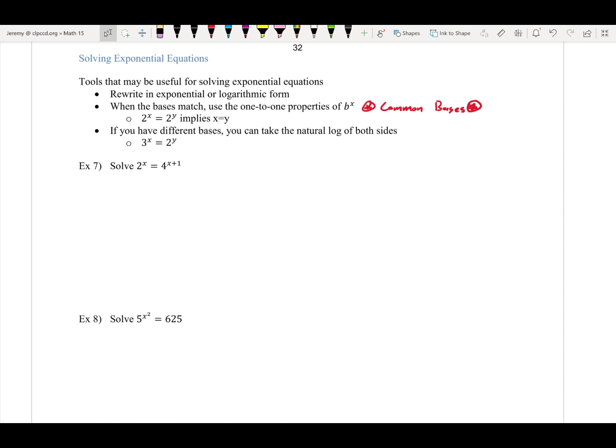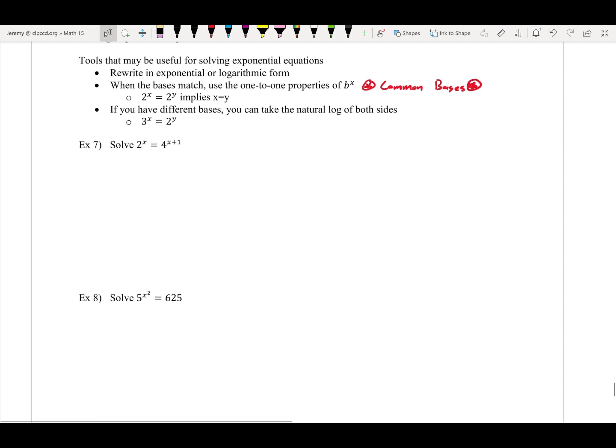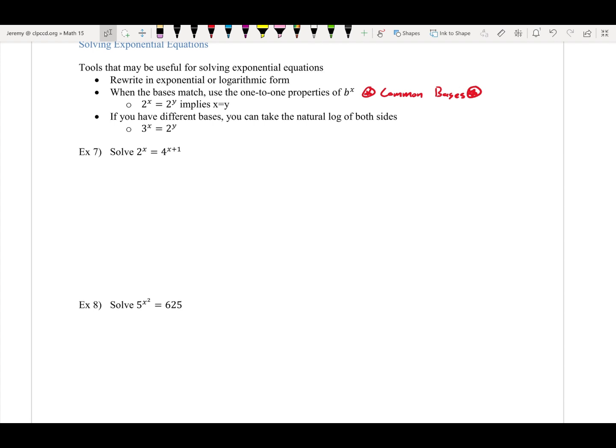So for example 7, we have this equation. We want to solve for x. The equation is 2 to the x equals 4 to the x plus 1. I'm going to tell you right away, common base is the easiest way to go. Because if we can rewrite something with no variables in the exponent's place, life gets a lot easier. Then usually we're just solving a linear equation, or a quadratic equation if it's a more challenging one.